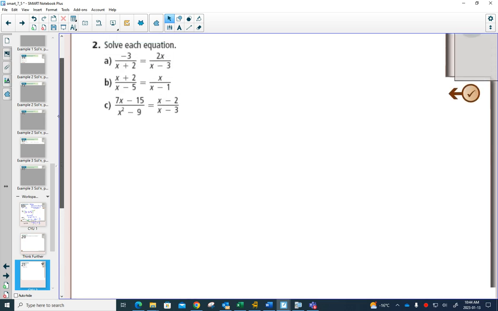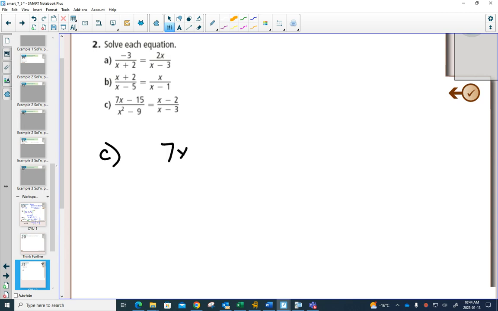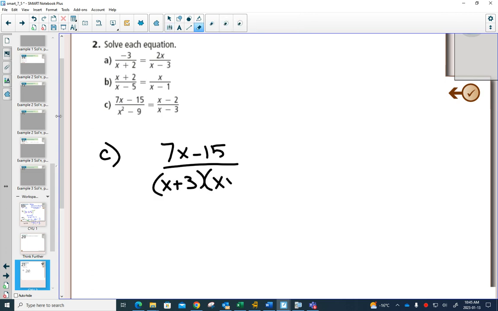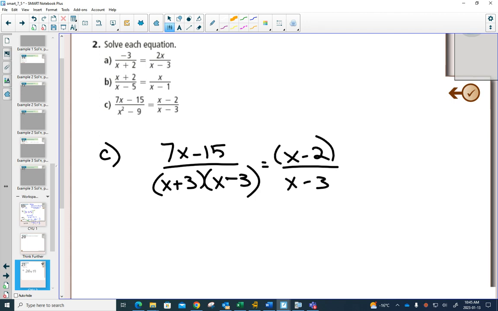And part C. Part C, we have 7x minus 15 over. This can be factored. So we have x squared minus 9 as a difference of squares, x plus 3, x minus 3. So I factor first. Then I look, can anything be simplified? No, no factors are identical. Like this 7x minus 15 is one factor.